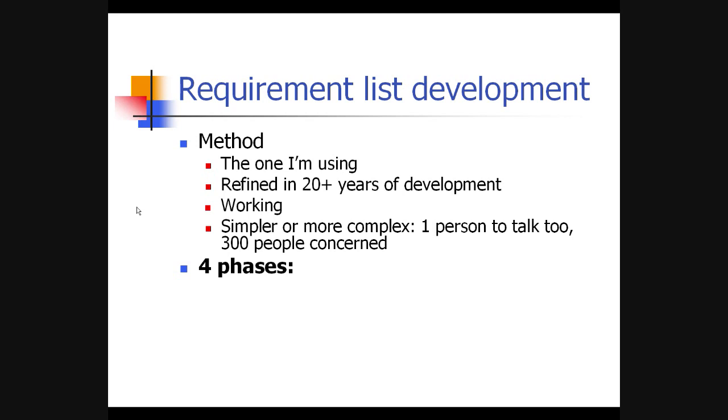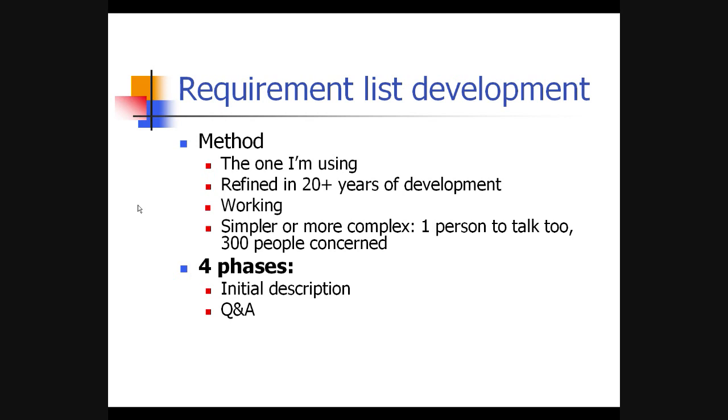Basically, there are four phases in your requirement list development. The first is the initial description. The initial description is something that you do very broadly. In a software, typically it's going to be the list of the main functions. You're not going to enter into all the sub-functions or anything like that. You're just going to list all the functions that need to be done. Then you're going to go into the details by doing the question and answer phase.